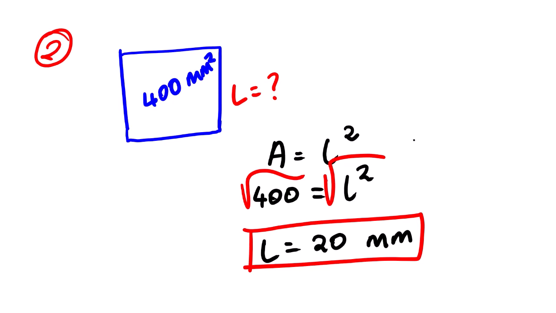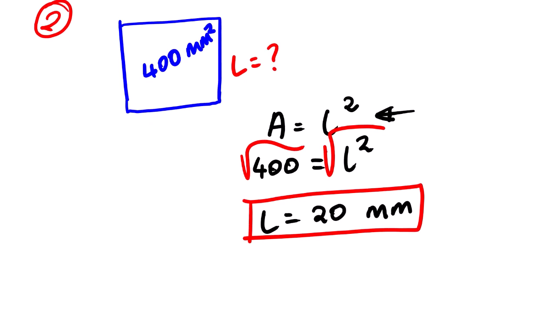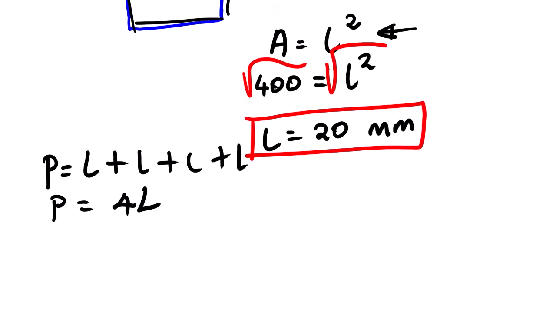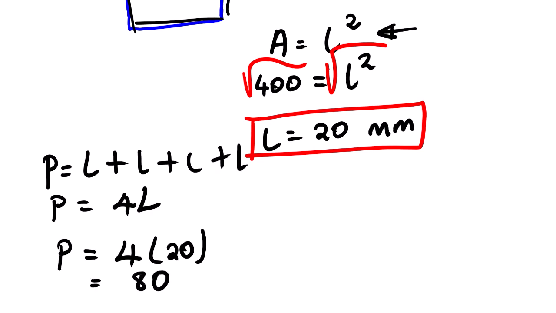So basically this is the equation to calculate the area of a square. And then the equation to calculate the perimeter of a square, we're simply going to add all the sides. So P equals L plus L plus L plus L, which is P equals 4L. Then to calculate the perimeter of this given square, we are going to say 4 multiplied by 20. The perimeter of the square is 80.